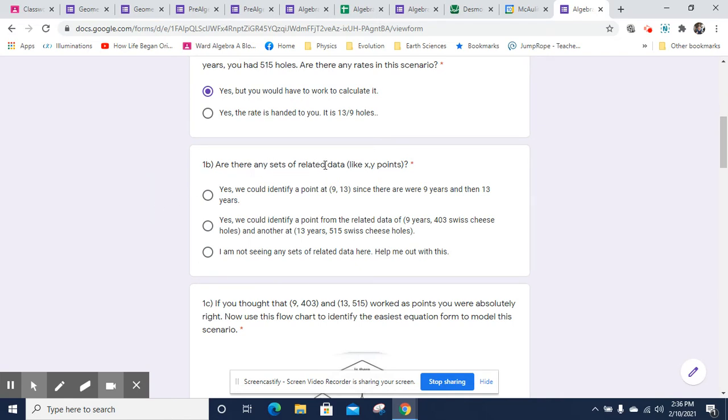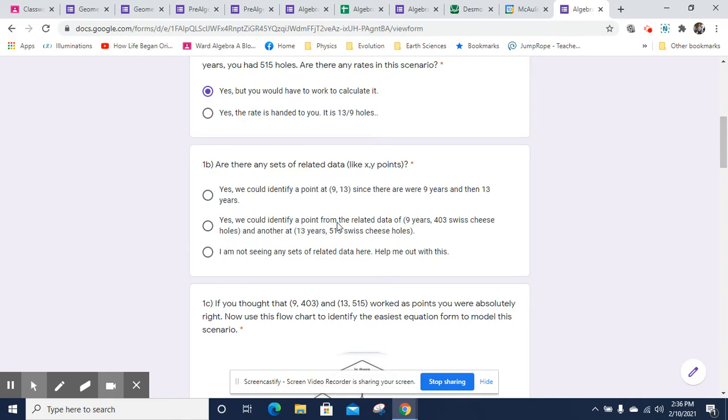Are there any sets of related data, like X, Y points? Well, in fact, there are. So let's consider that. You could identify a point at 9, 13. Well, that means 9 years and 13 years. They aren't happening at the same time, so that doesn't really make a lot of sense in this scenario. So that's a no.